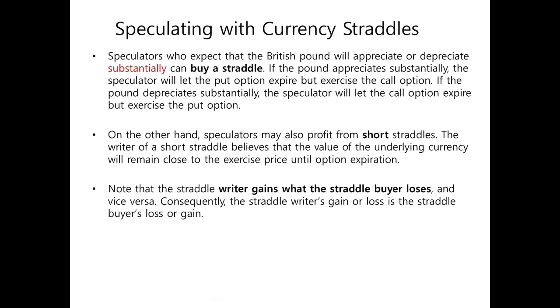Now read the sentence. This is the background for constructing a long or short straddle. Speculators who expect the pound, I'm sorry, this is not exactly matched. The previous one we talked about the euro, but here it changed to the British pound. But it's the same thing for them, foreign currency against the US dollar. Speculators who expect the target foreign currency to either appreciate or depreciate substantially in the future can buy a straddle, thus constructing a long straddle.